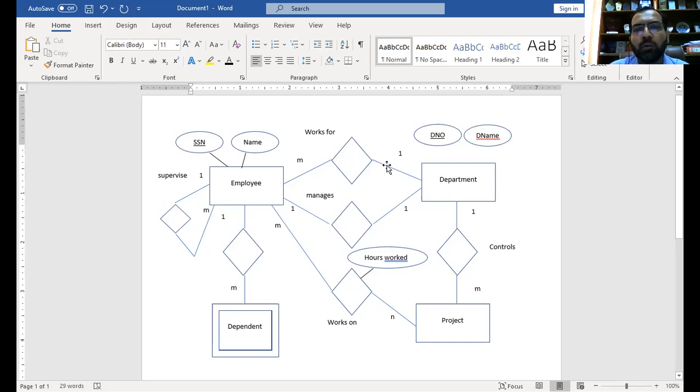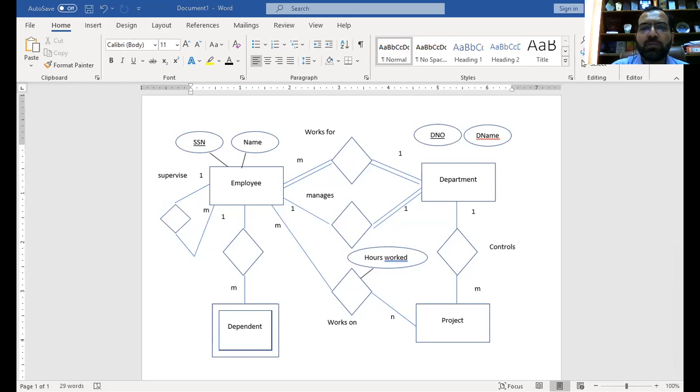So if the participation constraint is total, that line will be doubled like this. Just see, for the sake of the example, it will be like this. And if this is also total, then it will be represented like this. Okay, so employee manages the department. So all employees will not manage the department, only a few employees will manage the department. Our department must have a manager. So from one side it is total, from one side it is partial. So you can put the double constraint over here, and I hope now you can add those participation constraints in the other relationships as well. So this is the representation of the conceptual model of a company database in the given example.